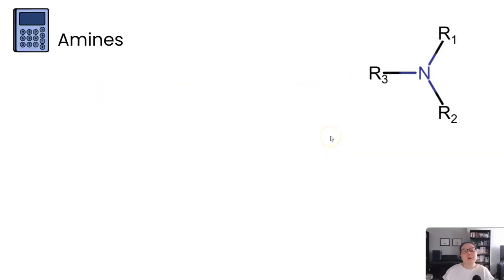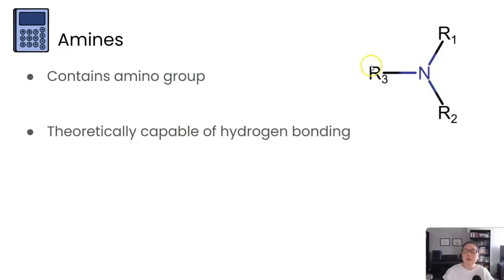So first off are our amines. These are the ones that have nitrogen in them, and they are single bonded to other things. These other things are going to be either hydrogen or carbon. The group is referred to as an amino group, and if you do have hydrogens on there, it is theoretically capable of hydrogen binding, or rather bonding.